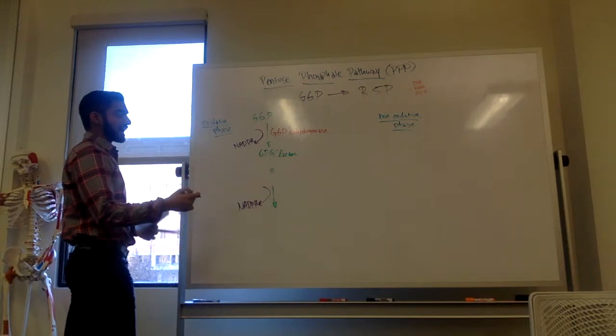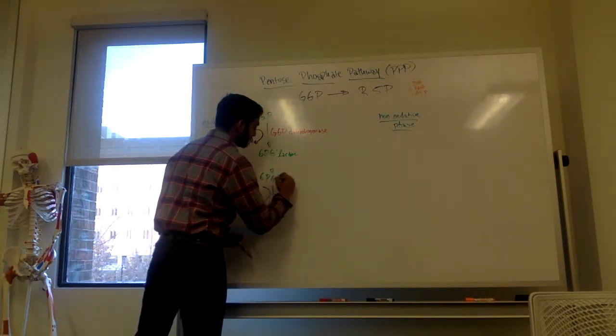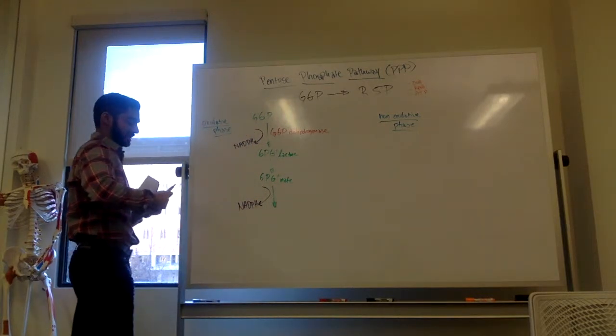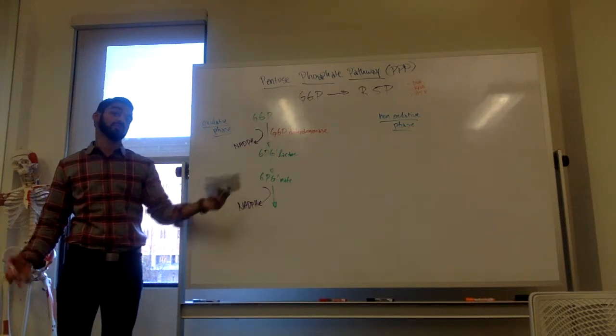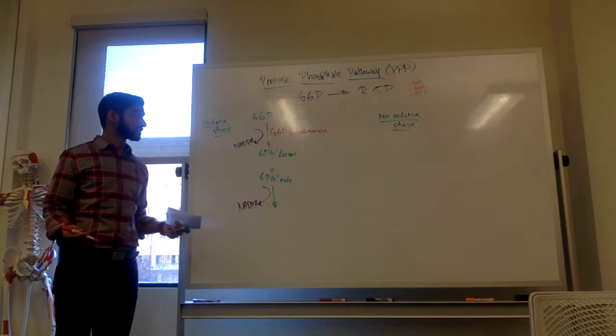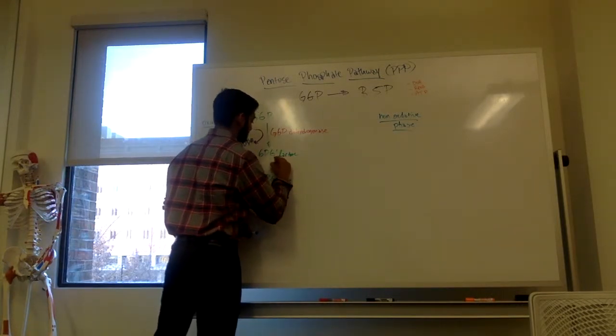And 6-phosphoglucolactone is broken down to 6-phosphogluconate. And the enzyme that's going to break down 6-phosphoglucolactone will be called 6-phosphoglucolactonase.